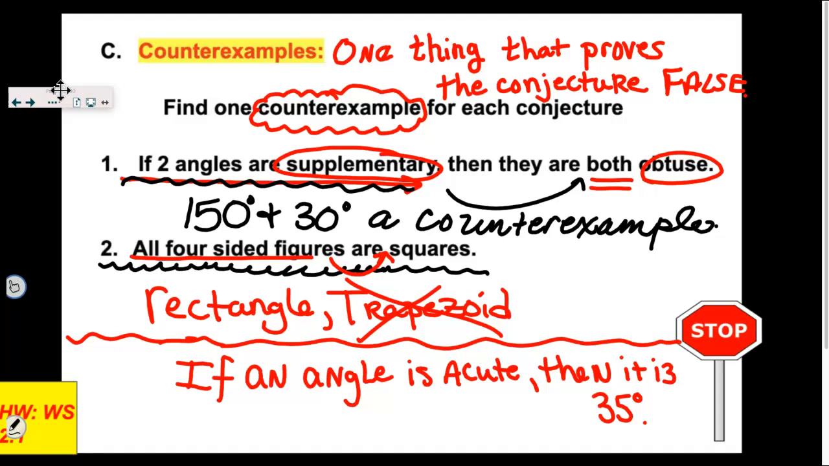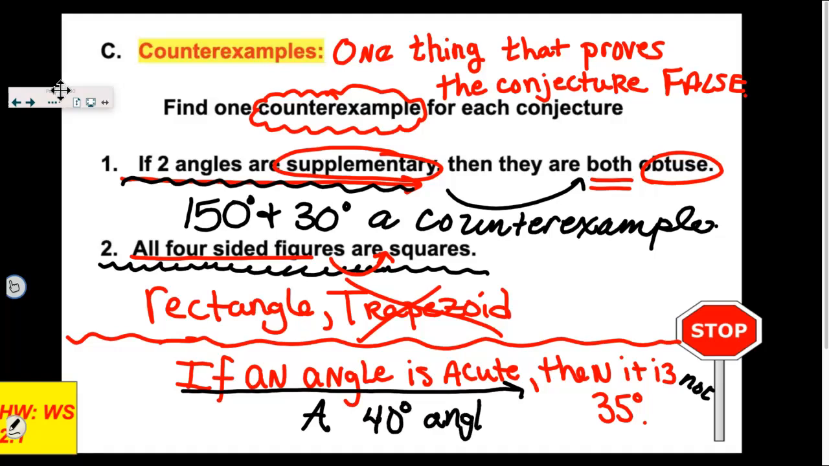If I said, again, to find a counterexample, you're looking for one thing, so you're looking for one acute angle that is not 35 degrees. So many options, 1 degree, 2 degrees, 4 degrees, 10 degrees, 11 degrees. Basically, my counterexample would be any other acute angle that's not 35 degrees. And you only need one, so I'm just going to say a 40-degree angle is my counterexample. All right? So we're done.